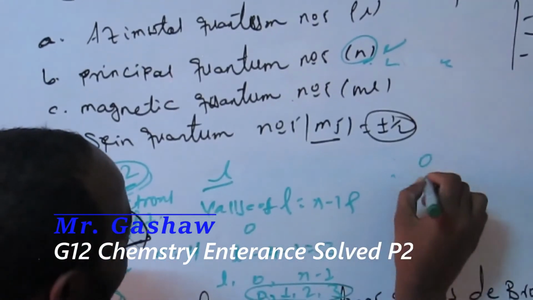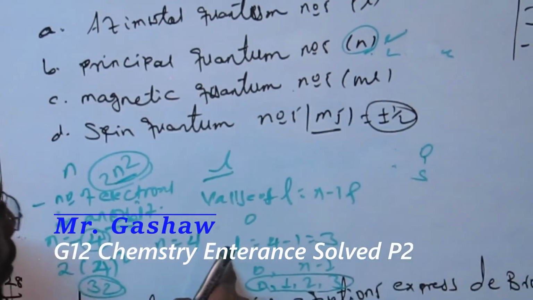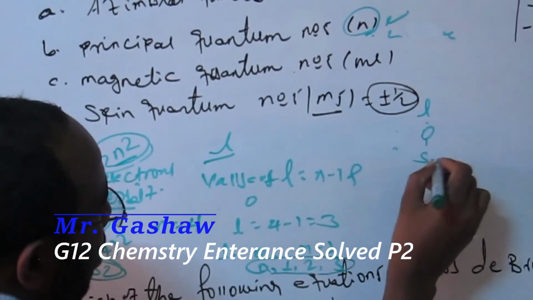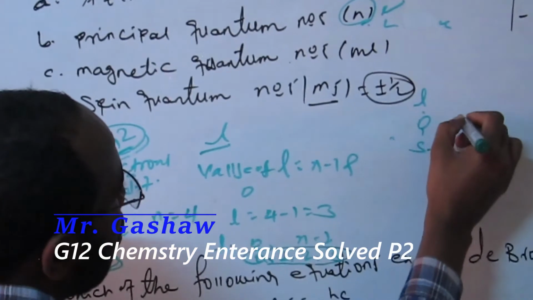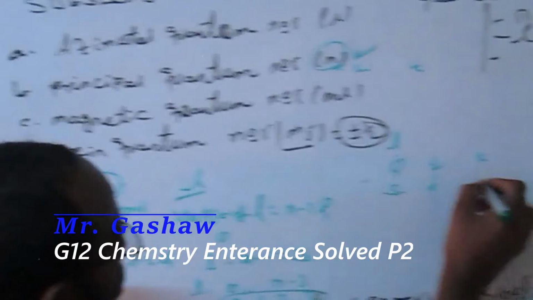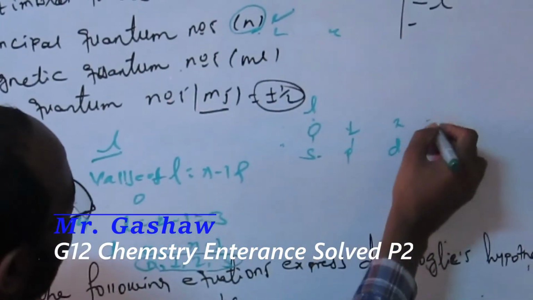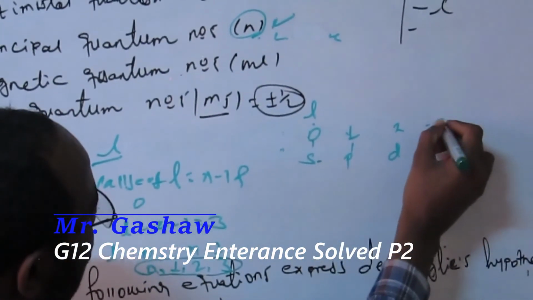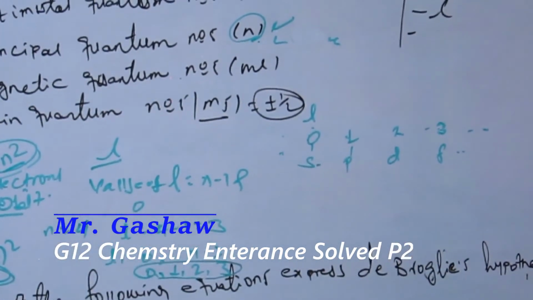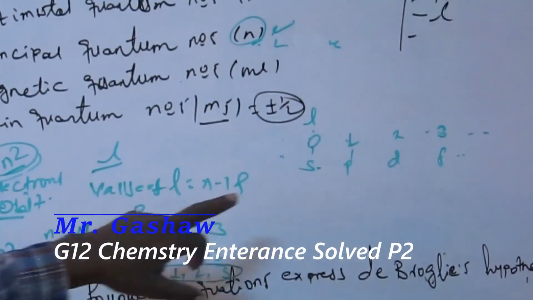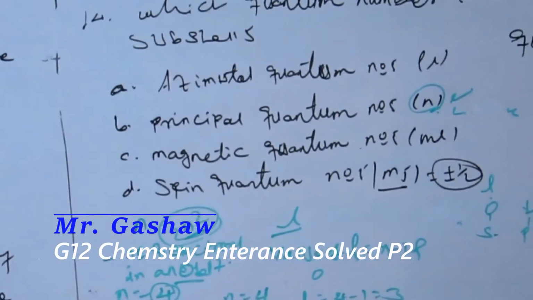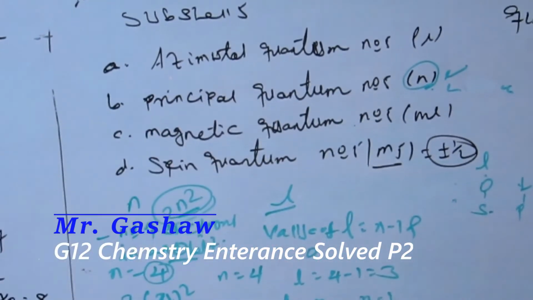When the value of l is equals to 0, it becomes the s subshell. Value of l equals to 1, it becomes the p subshell. Value of l equals to 2, it becomes the d subshell. Value of l equals to 3, it becomes the f subshell, and it continues like that. So what determines the number of subshells? The azimuthal quantum number does.